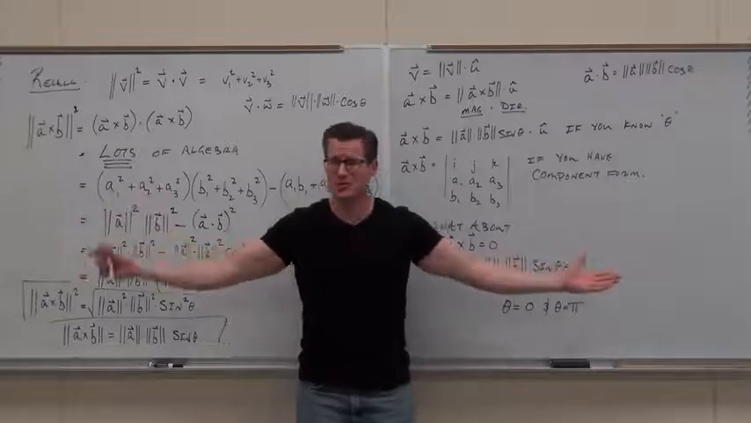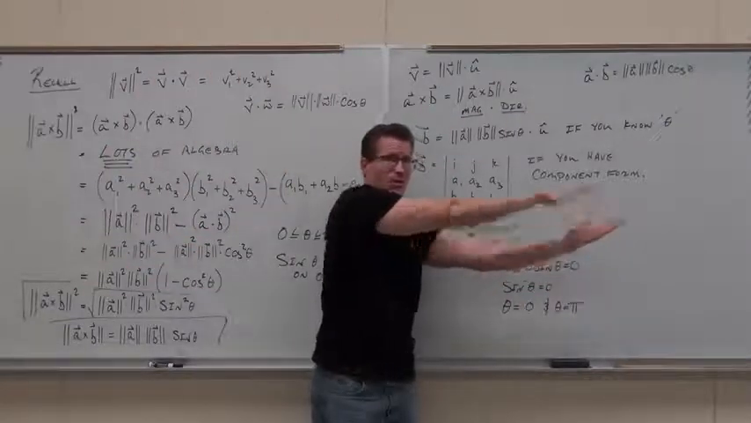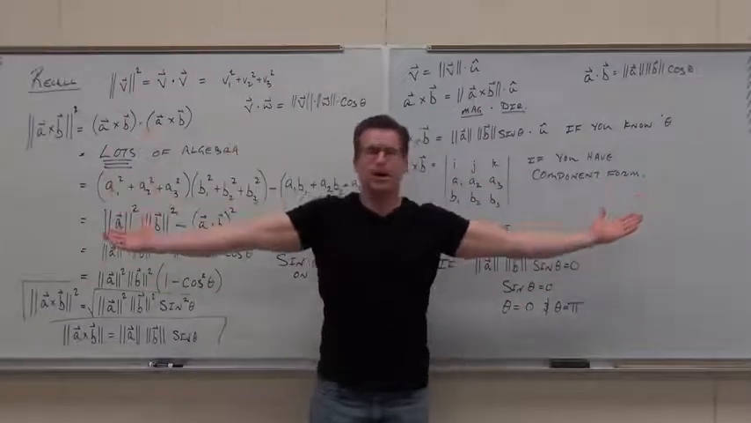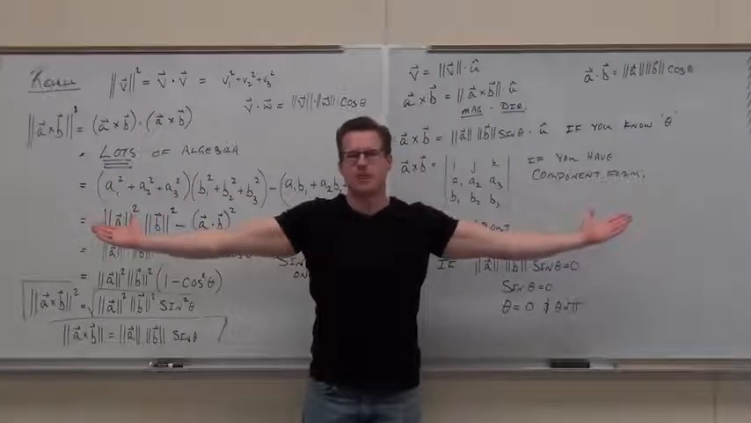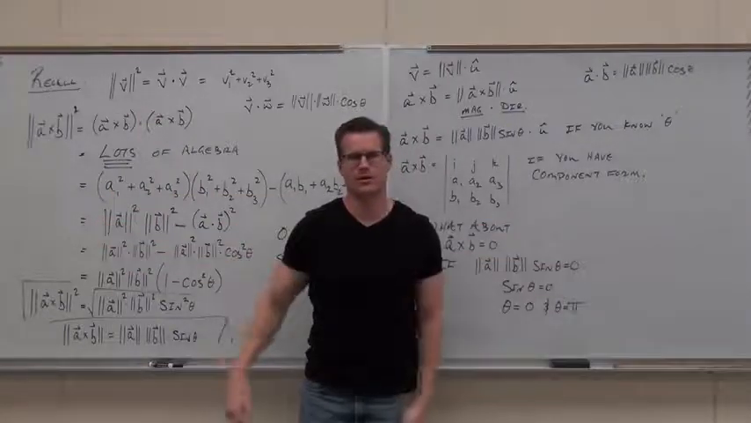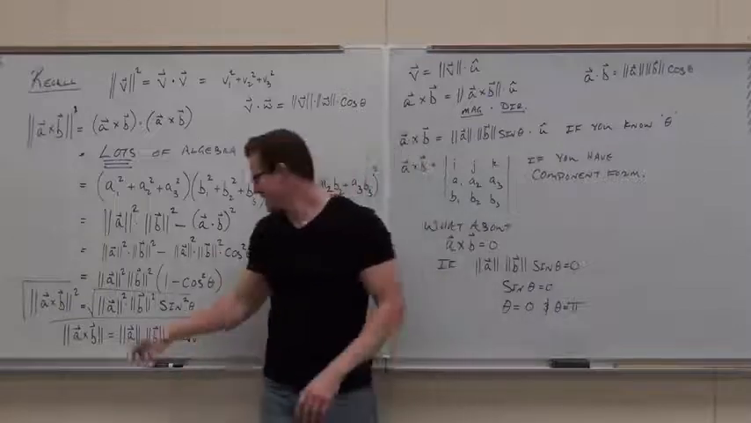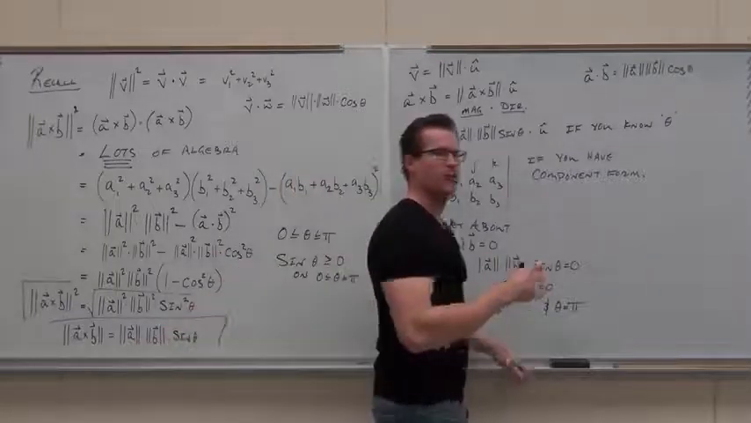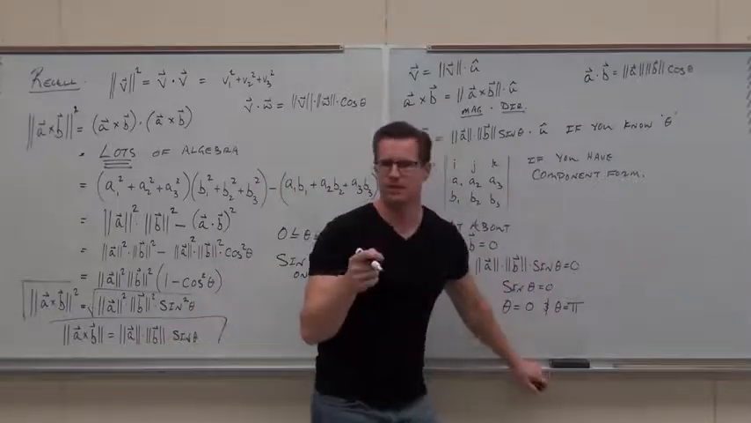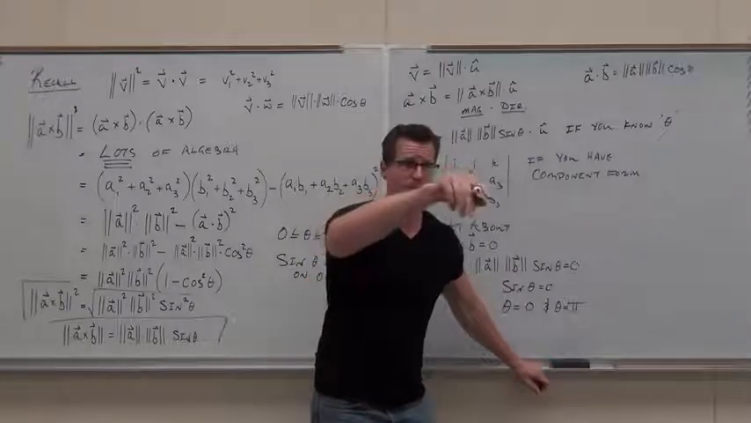Tell me what two vectors are at 0 or at pi. What are those two vectors? They're parallel. That's simple. It's pretty cool. So we have two pieces of information. One we just recapped, and you know it.